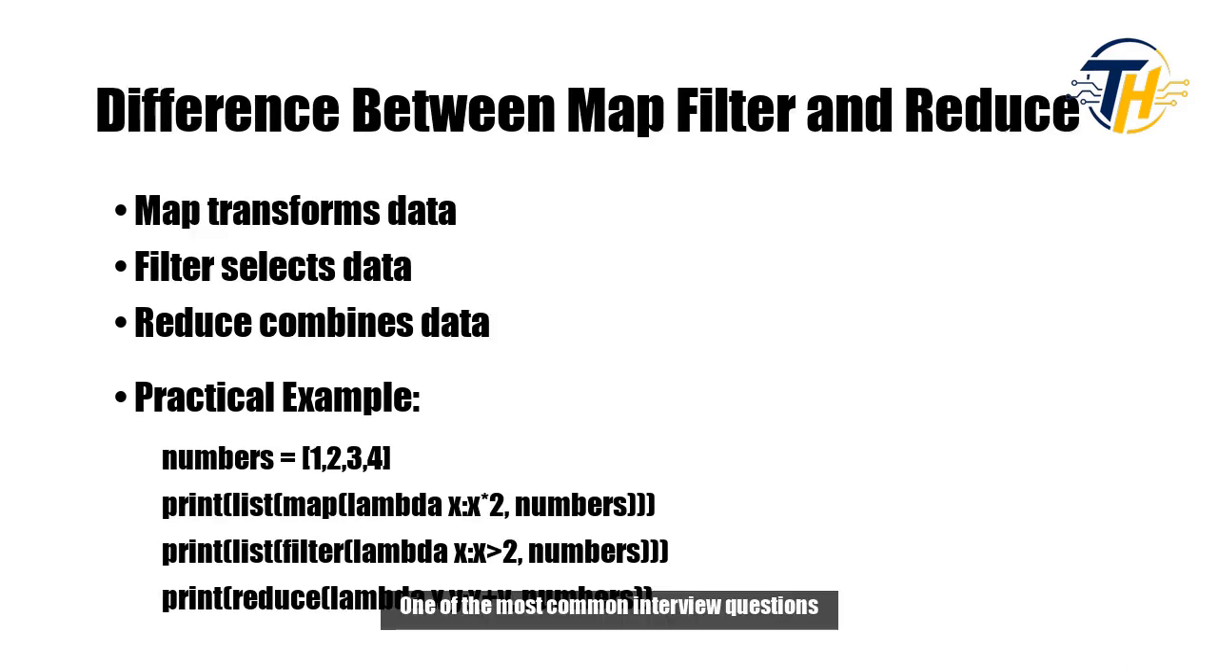One of the most common interview questions is explaining the difference between map, filter, and reduce. Map transforms every element, filter selects elements based on conditions, and reduce combines all values into one result. Businesses use these functions together in ETL pipelines, machine learning preprocessing, and automation scripts. In this example, we transformed numbers using map, selected values using filter, and combined them using reduce. This clearly shows the role of each function.